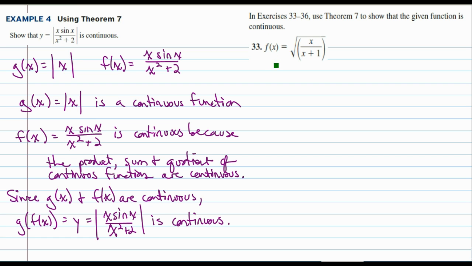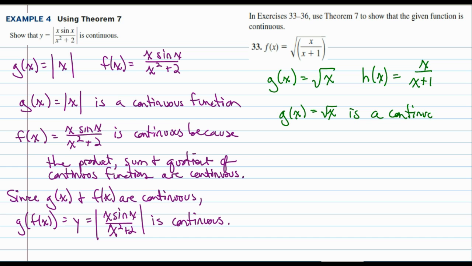We again have a function that is a composition, and the inside function is going to be a sum and a quotient of a couple of continuous functions. So let's break apart f of x as the composition function, g of x being square root of x, and h of x being x over x plus 1.